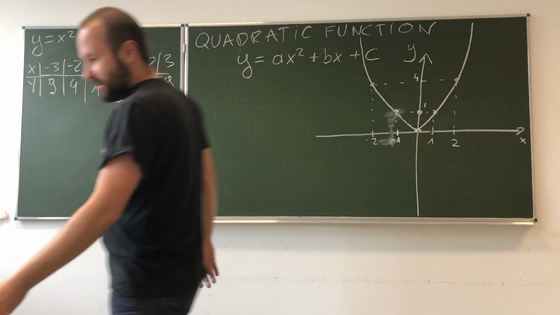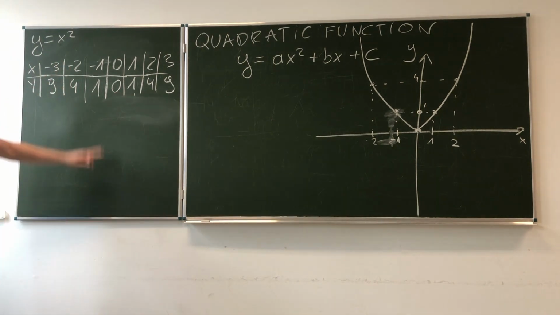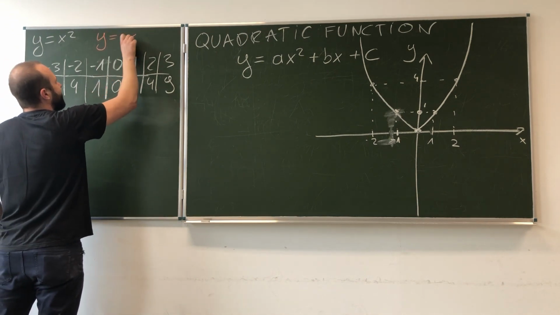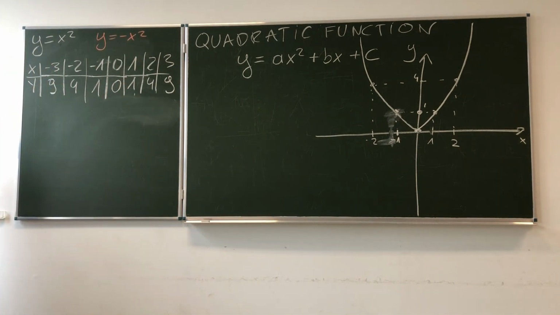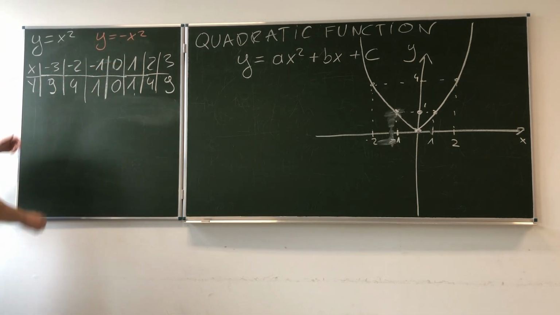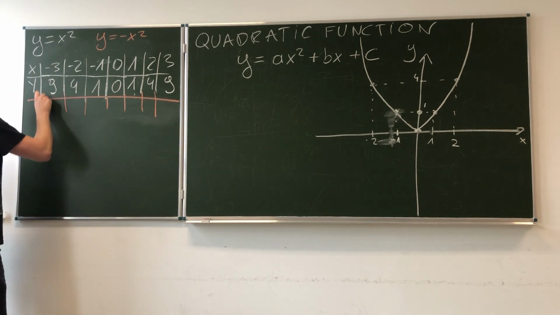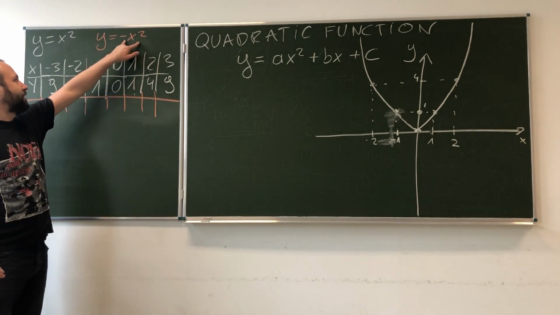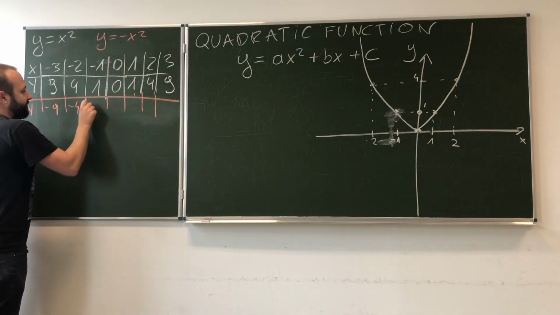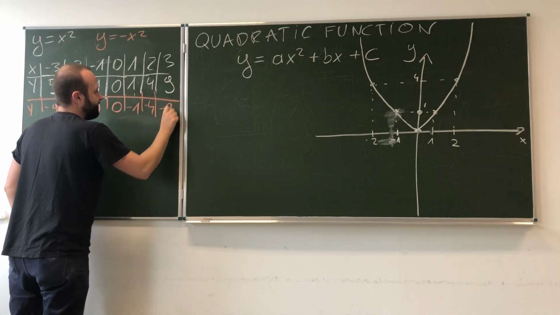Now let's make one simple addition to what we had over here. Let's say now that we've got the function negative x squared. If I put a minus in front of x squared, all I need to do is take the values I obtained for x squared and put a minus in front, right? So I get negative 9, 0, negative 1, negative 4, negative 9.